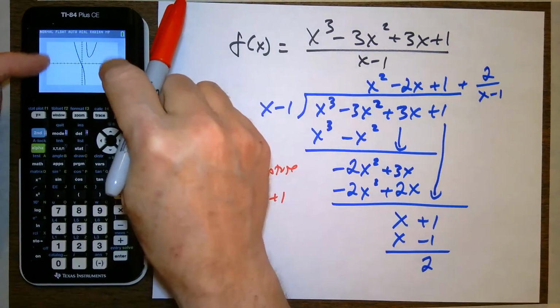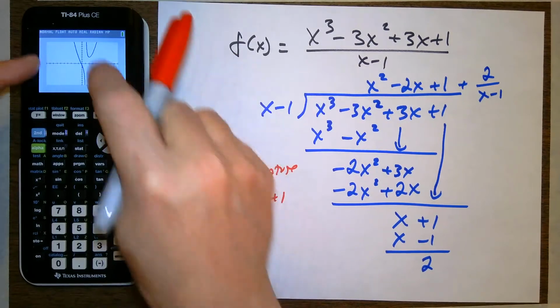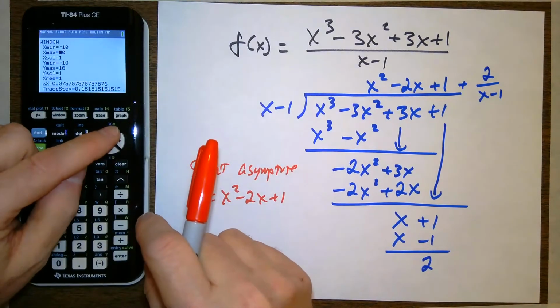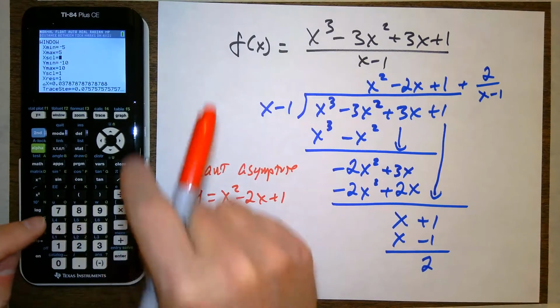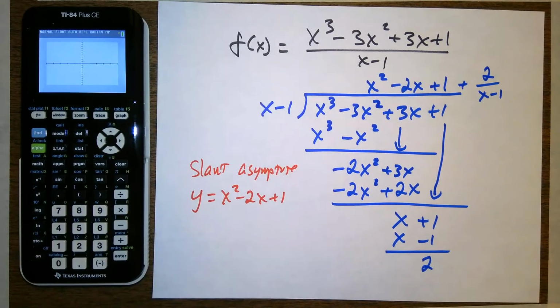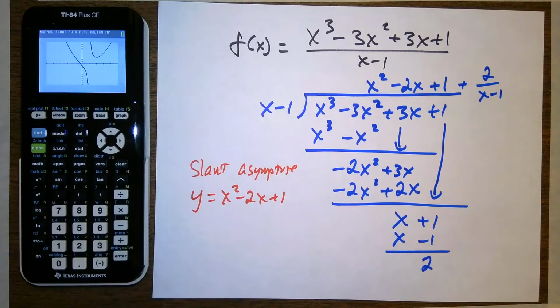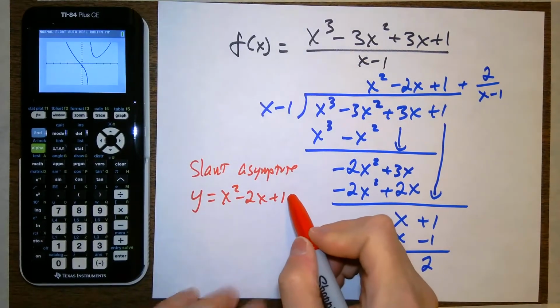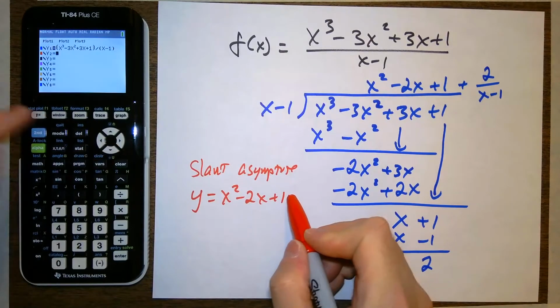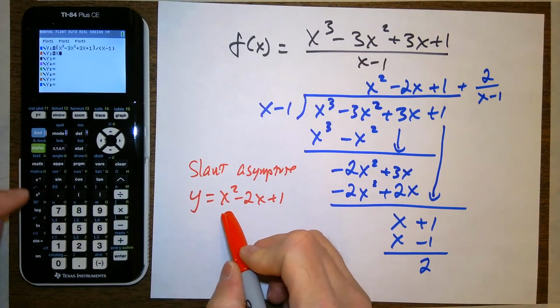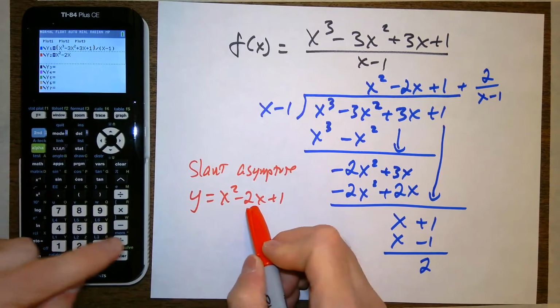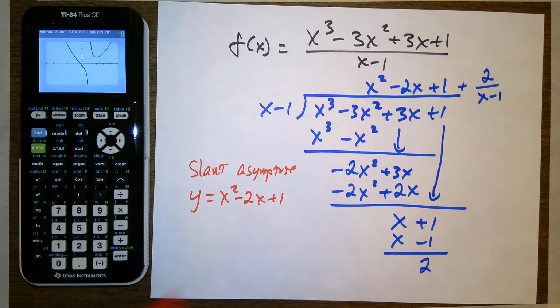Let me change the window a little bit. I'm going to do my x's from -5 to 5. I just want to stretch it out a little bit so that I can see these things. There we go. So my first thought is, do I have an asymptote here, or what do I have? And it's actually a quadratic. So I'd like to graph this on top of the function now. So in y2, I'm going to graph x squared minus 2x plus 1, the end behavior asymptote, and there it is.